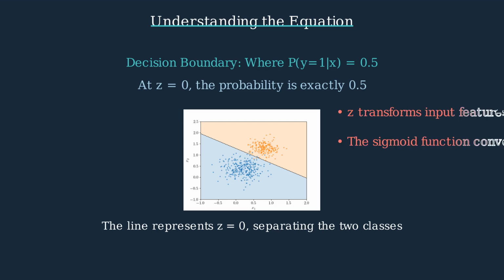To summarize, z transforms multiple input features into a single value. The sigmoid function then converts this z value into a probability between 0 and 1. By understanding how different values of z map to different probabilities, we can interpret and use our logistic regression model effectively.